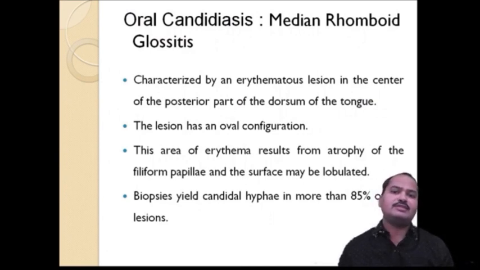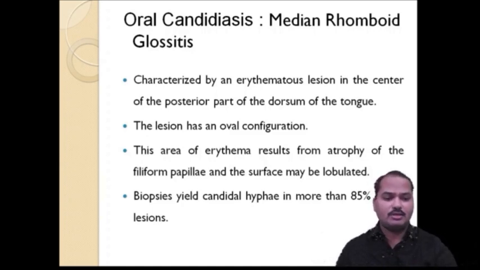Then we come to median rhomboid glossitis. It is characterized by erythematous lesion in the center of the posterior part of dorsum of the tongue. As the name suggests, median rhomboid is the shape, and glossitis. So it has an oval configuration, and the area of erythema results from atrophy of the filiform papilla, and the surface of the tongue may be lobulated also. So in this case also various etiologies have been suggested, and some biopsies have yielded that candidal hyphae are present in more than 85% of the lesions. So candida has been strongly associated with median rhomboid glossitis.